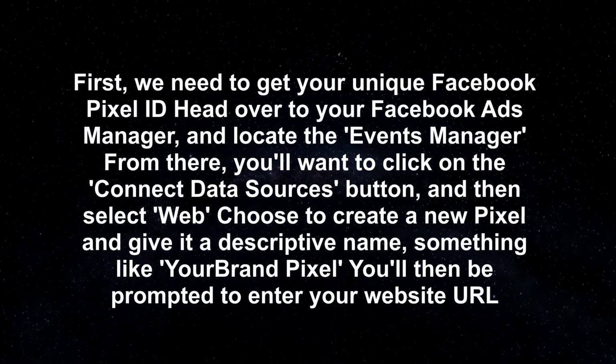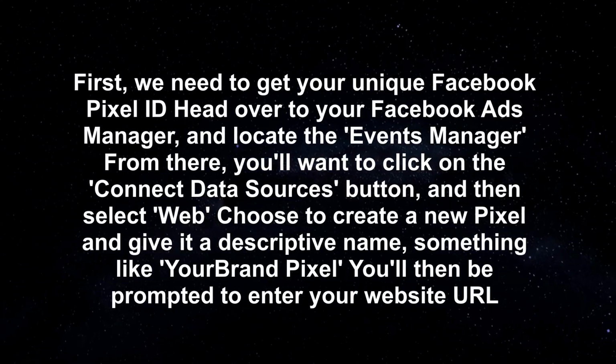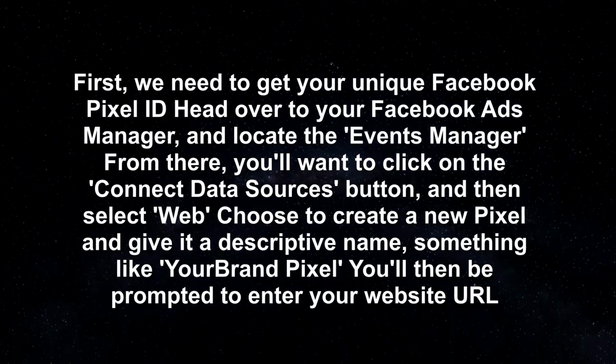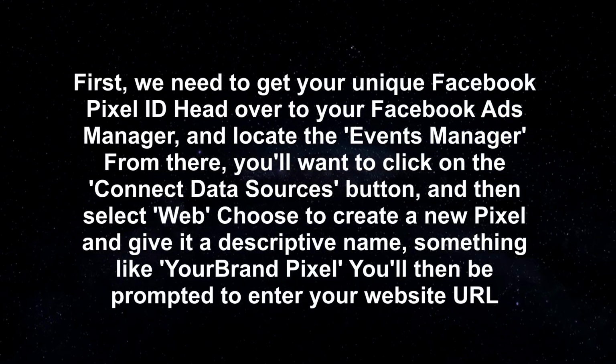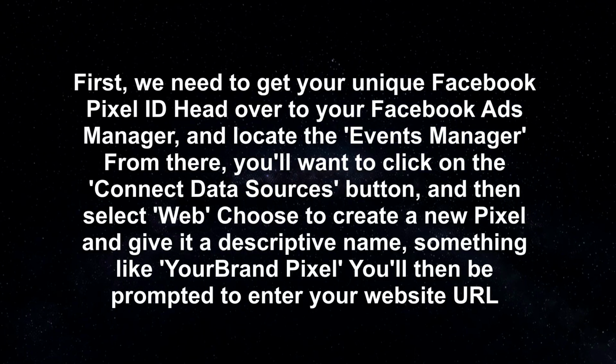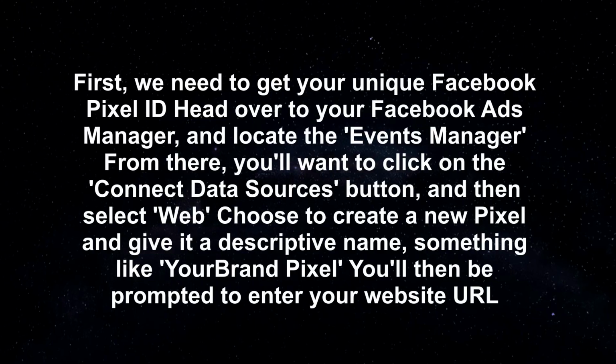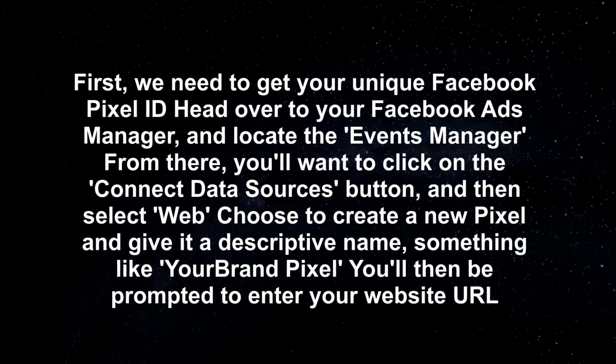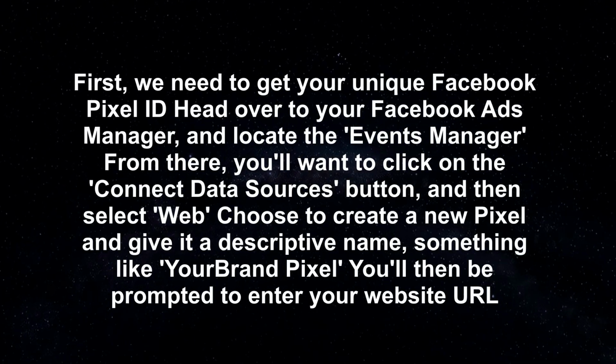Head over to your Facebook Ads Manager and locate the Events Manager. From there, you'll want to click on the Connect Data Sources button and then select Web to create a new pixel and give it a descriptive name, something like your brand pixel. You'll then be prompted to enter your website URL.